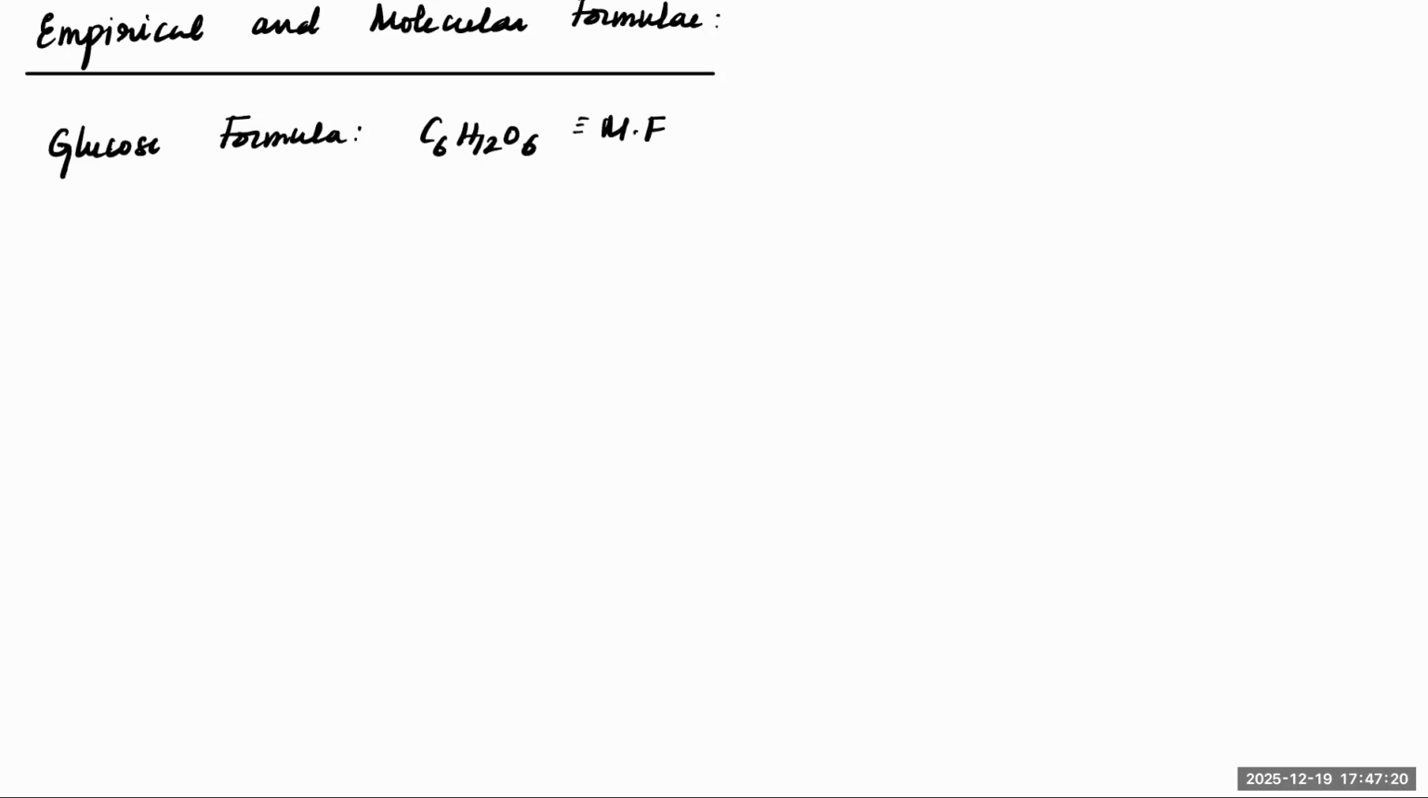Empirical formula is the smallest ratio of these atoms in the molecule. So what will C6H12O6 become now? CH2O. This is the empirical formula, the smallest mole ratio of atoms. Does that make sense? Yeah.